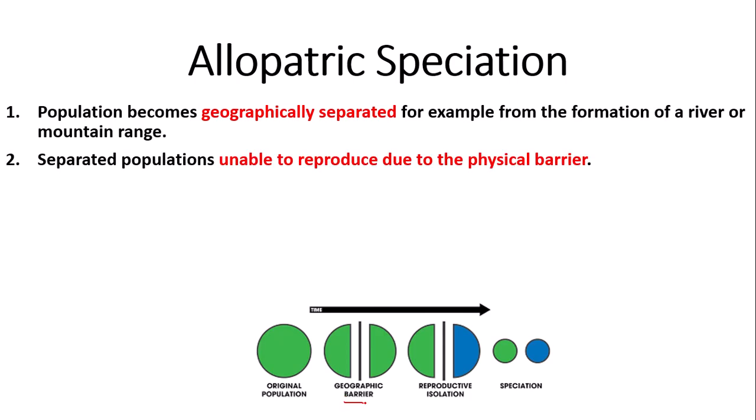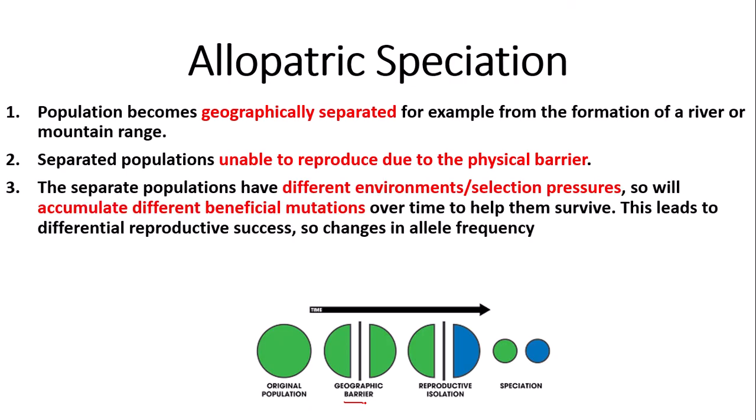These separated populations are unable to reproduce together or interbreed due to the physical barrier, so they physically cannot reach each other to interbreed. The separate populations have different environments or selection pressures. A selection pressure is basically something that can influence selection, so for example the predators available. So this means that two separated populations will accumulate different beneficial mutations or different beneficial phenotypes or alleles over time to help them survive. This leads the separated populations to have differential reproductive success. So this means that they have different changes in allele frequency to each other.